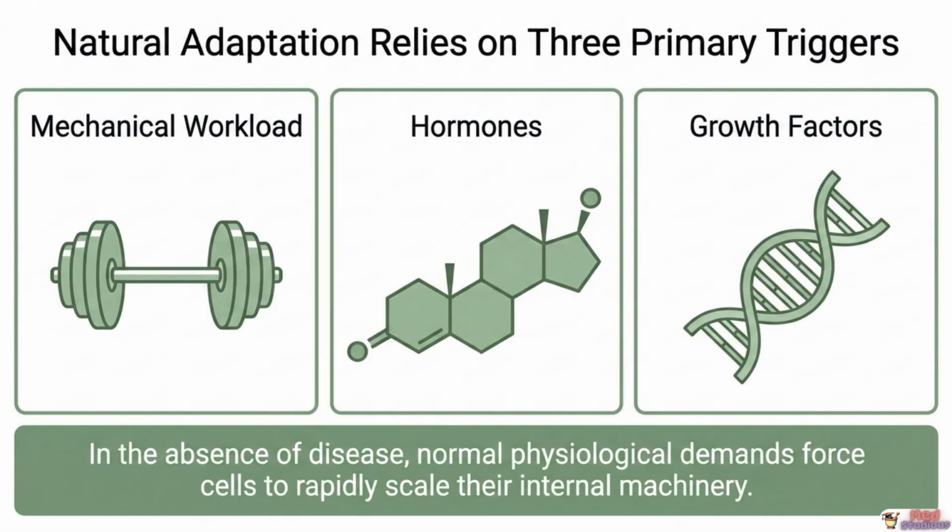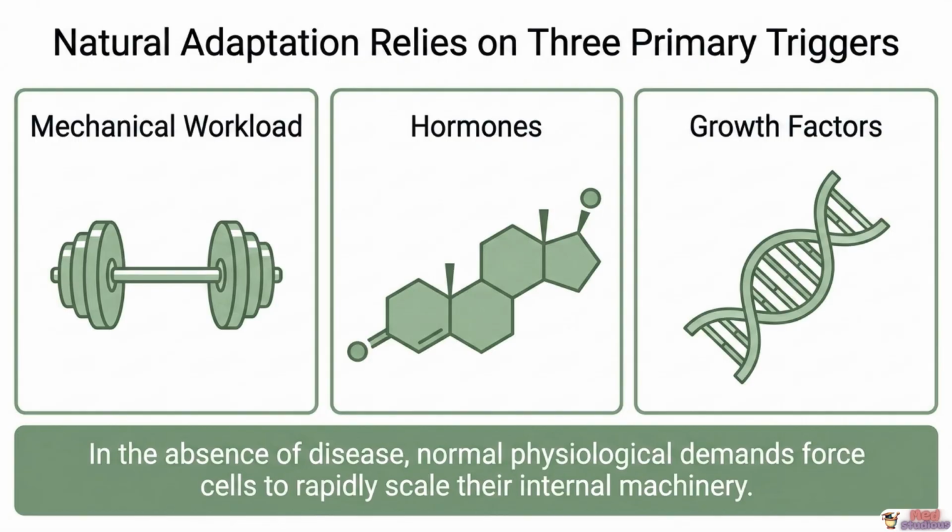The first trigger is mechanical workload. When a cell is physically stretched, compressed, or subjected to repetitive mechanical force, as in exercise, physical labor, or the pressure changes of pregnancy, the physical deformation of the cell membrane is itself detected as a stress signal. The classic example is skeletal muscle hypertrophy from resistance training, where mechanical tension on muscle fibers directly activates growth signaling pathways.